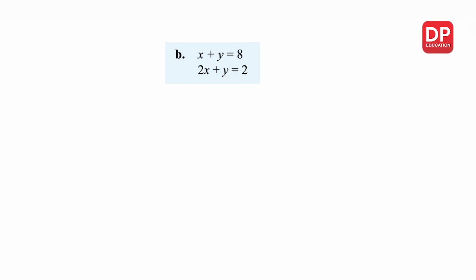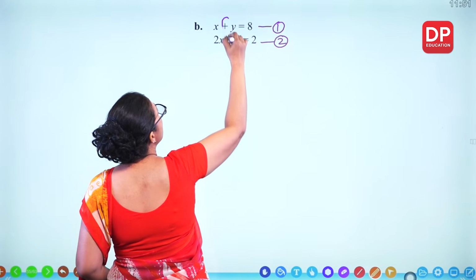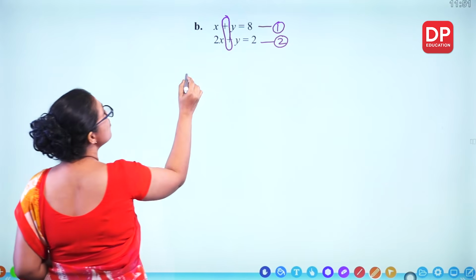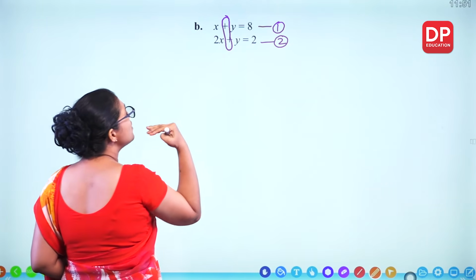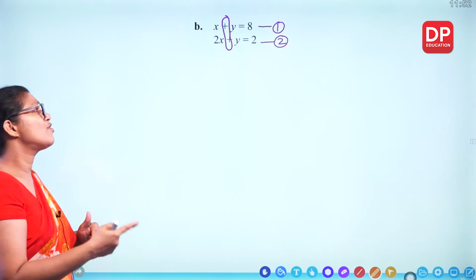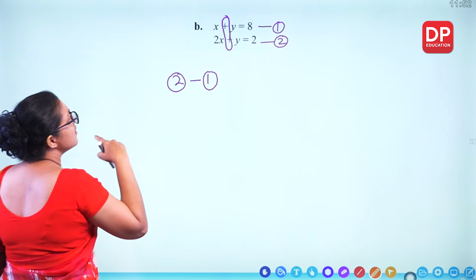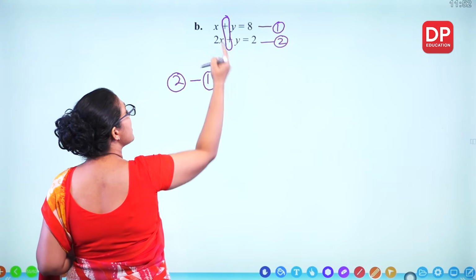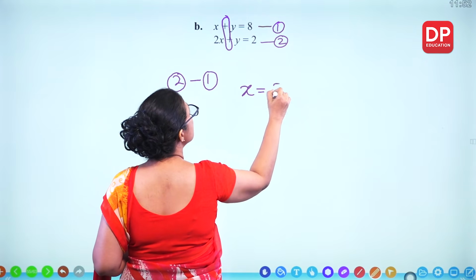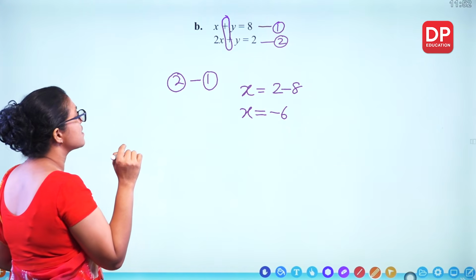This one, look carefully. Coefficient of y, both are the same, and also plus. Same sign, you subtract the two equations. Now, when you take 1 minus 2, you get a minus sign there. So it's better to take it the other way around. I'll take 2 minus 1. So 2x minus x, you get x. 2 minus 8, that's minus 6. So x equals minus 6.